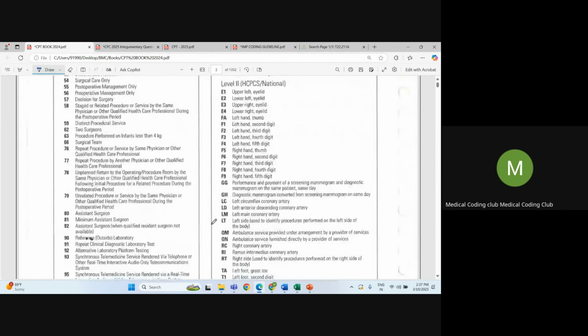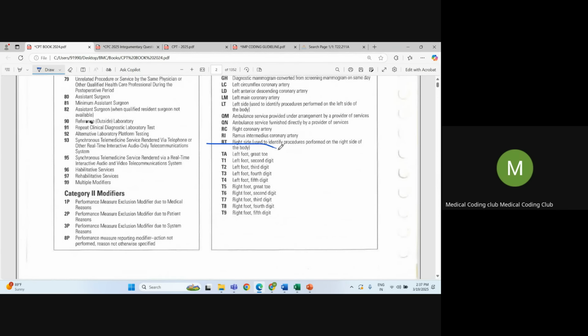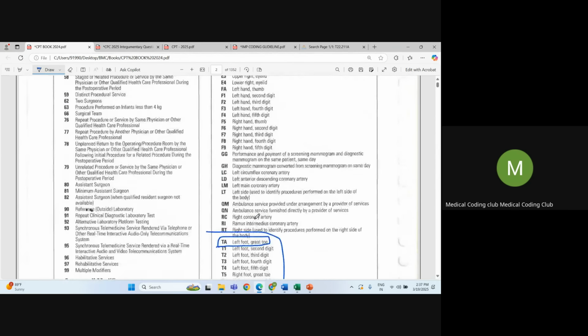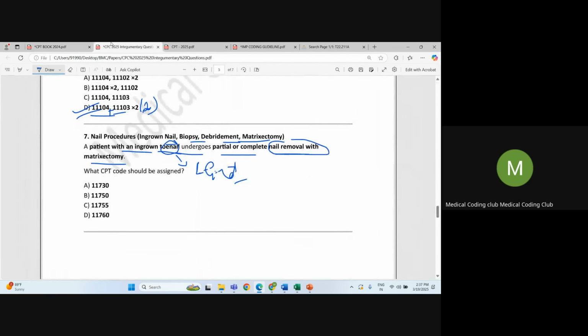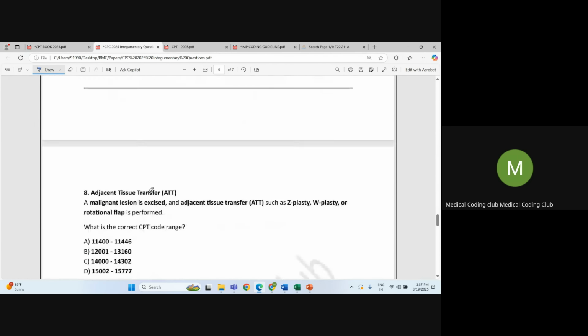We have to give, for left great toe, these are the toe modifiers. So you have to assign the TA modifier along with the procedure, left foot, great toe. Same way, if they remove a fingernail or perform a fingernail matrixectomy procedure, you have to check the F series and on which finger they are performing the procedure. Accordingly, you need to select the F modifier along with the procedure. So for this current question, option B is correct.